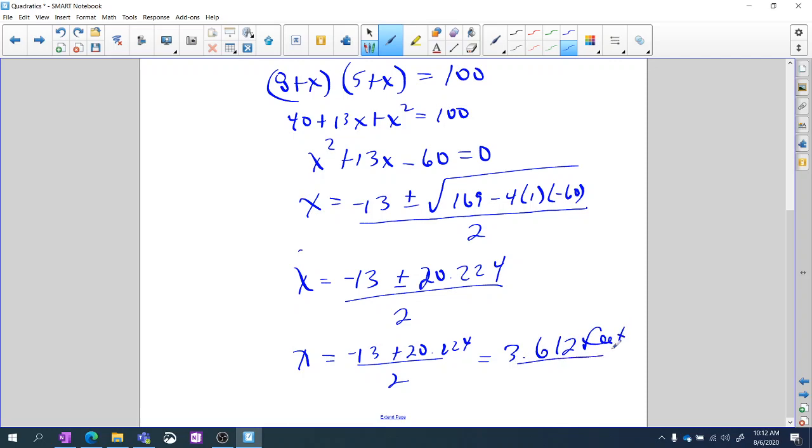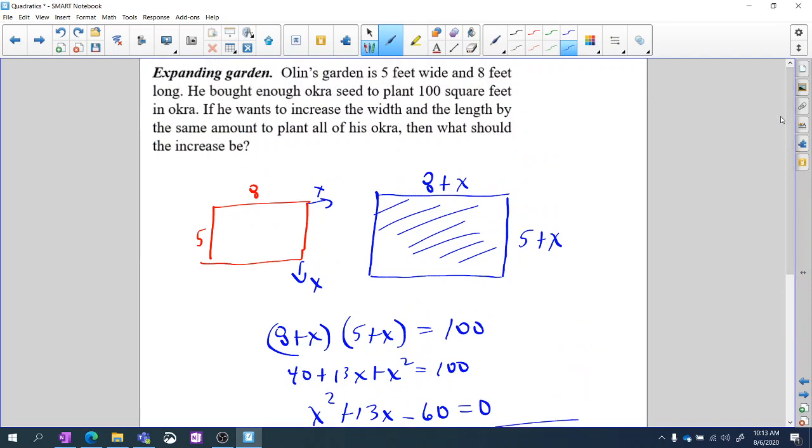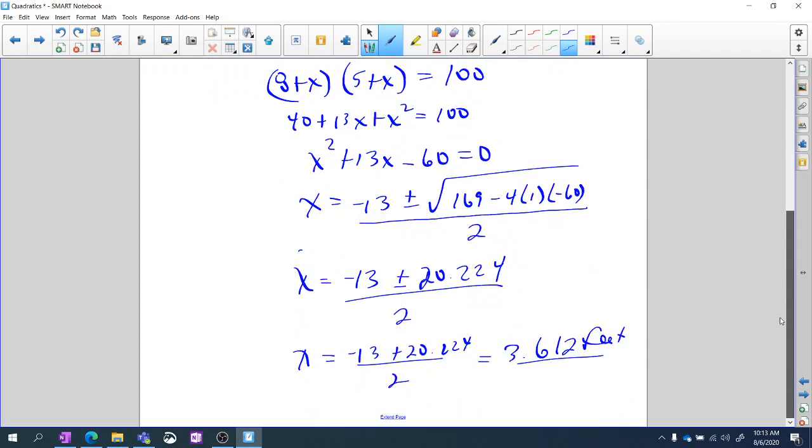Question was in feet, I believe. I think that's what I was asked. Let me see. It said, then what should the increase be? Yes, the increase should be, so they should add an extra 3.612 feet to both the length and the width if they want the area of the new garden to be 100.